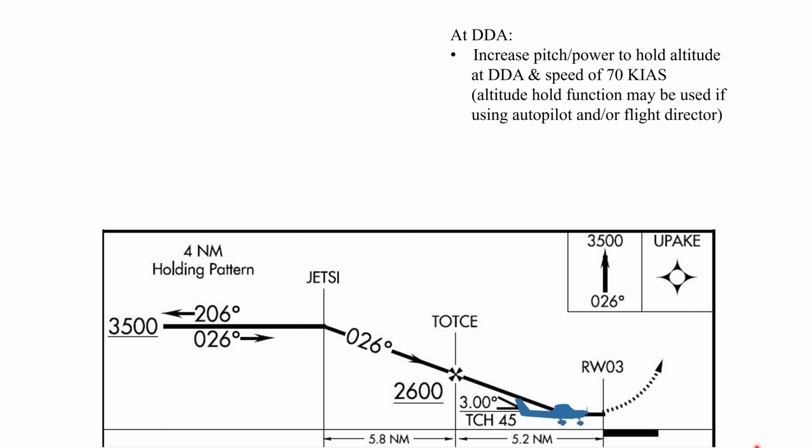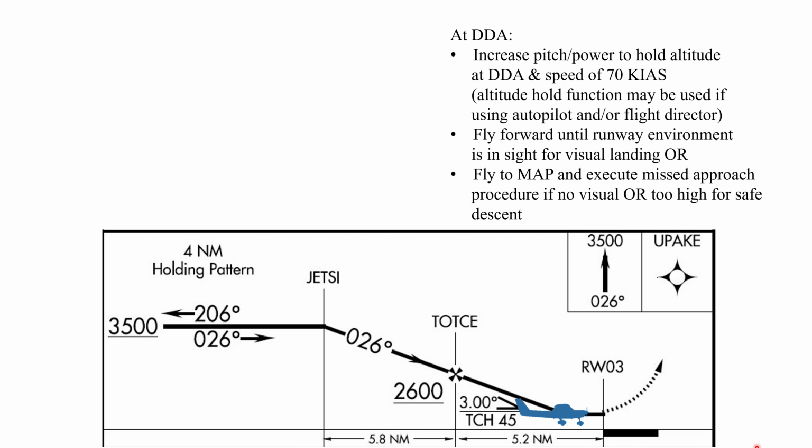If you're using the autopilot and the flight director, you can use the altitude hold function to hold the altitude for you, and then all you have to worry about is the power. Then you're going to fly forward until you get the runway environment in sight for the visual landing. Then you can kick off the autopilot, reduce the power, and descend to the runway, or you can fly to the missed approach point and execute the missed approach procedure if you get no visual, or if you're too high to make a safe visual descent using normal maneuvers and a normal rate of descent.